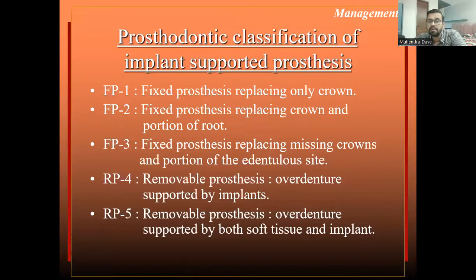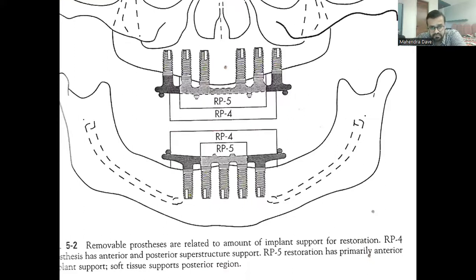Prosthetic classification of implant supported prosthesis. FP1, fixed prosthesis replacing only crown. FP2, fixed prosthesis replacing crown and portion of root. FP3, fixed prosthesis replacing missing crown and portion of the edentulous site. RP4, removable prosthesis, overdenture supported by implant. RP5, removable prosthesis, overdenture supported by soft tissue as well as implant. So RP4 and RP5 are the prostheses being planned for such cases where residual resorption is taking place.